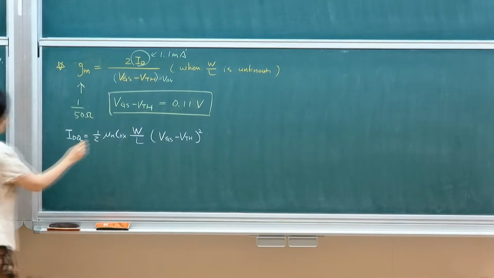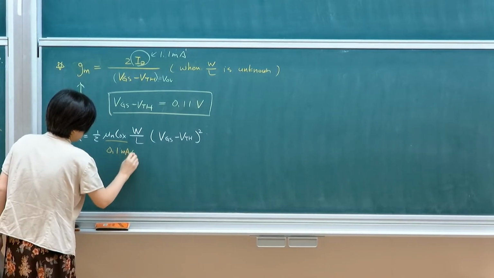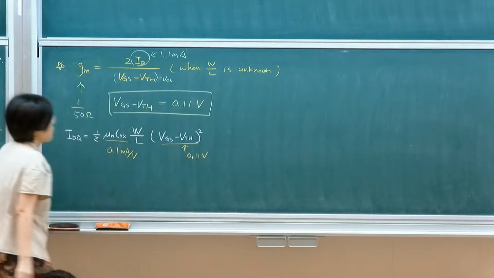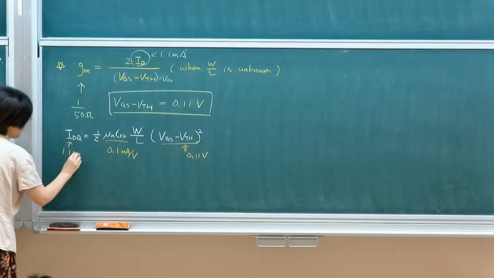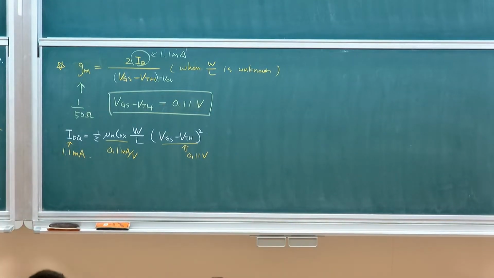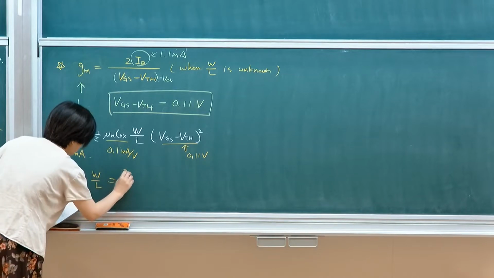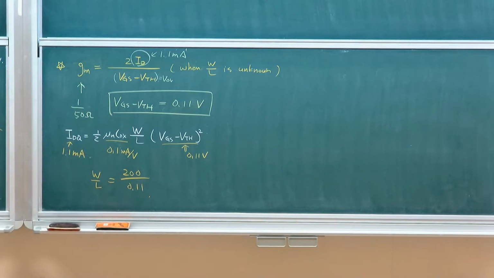So this is known. This is 0.1 milliamp per volt squared. This is 0.11 volt. And this is 1.1 milliamp. So it will give you one answer of W over L. Right? This is known, so we can get W over L. The ratio is 200 over 0.11. So it's a fairly large transistor, wide transistor, I should say.